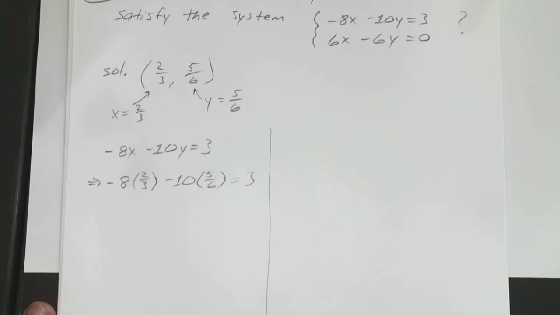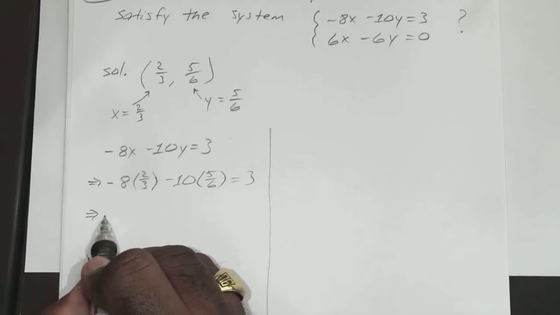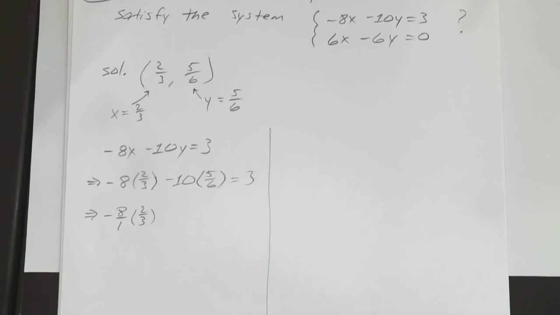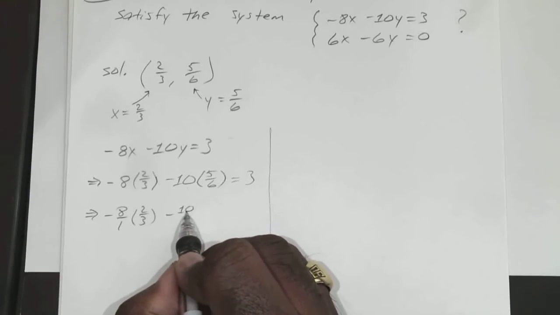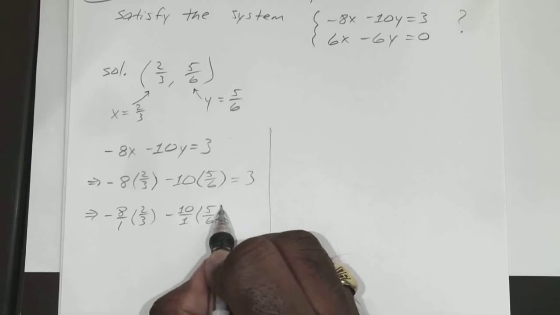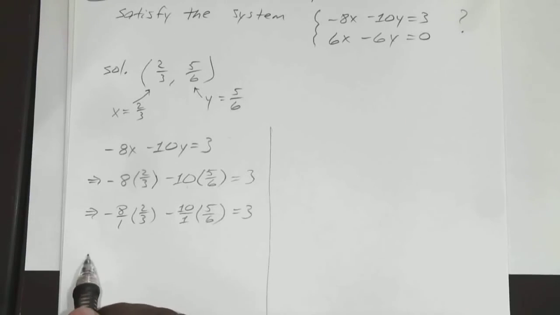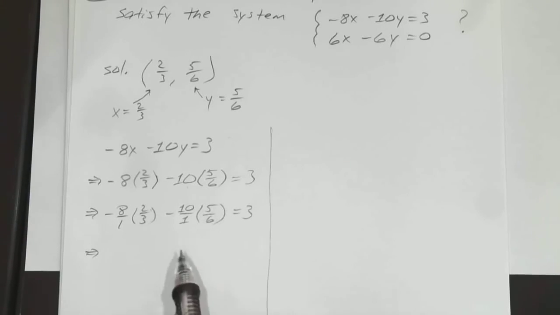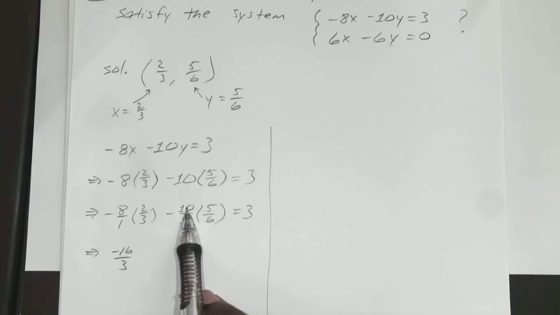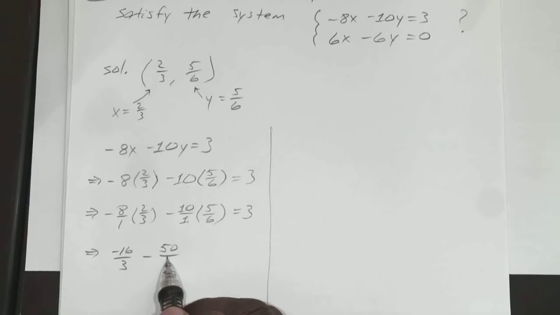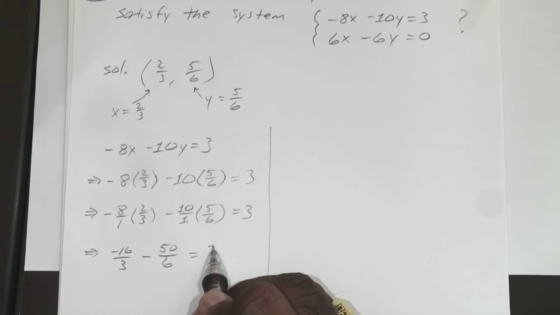Okay. So that 8, if we wanted to, we could rewrite it as 8/1. So that's negative 8/1 times 2 over 3. Same thing with 10. We can make that 10/1 minus 10/1 times 5/6 equals 3. Okay. So with multiplication, you just have to multiply your numerators and your denominators. So negative 8 times 2 is negative 16 over 3. Negative 10, well, you just might minus 10. So minus 10 times 5 is 50 over 1 times 6, which is 6, is equal to 3.